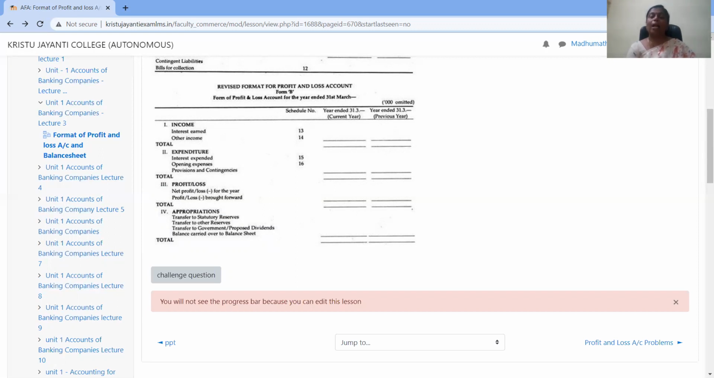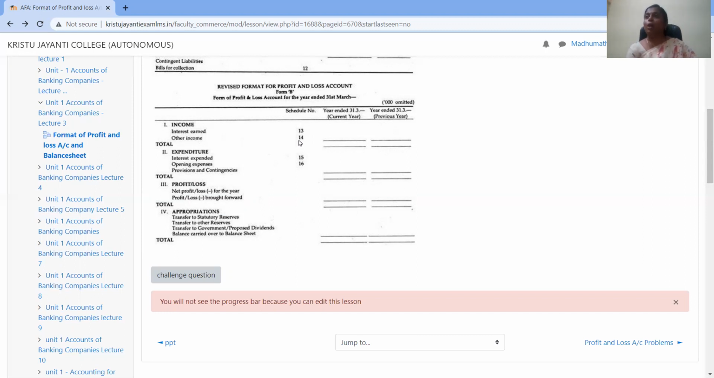Being a bank, any kind of interest you earn will be schedule number 13. For example, if you give a home loan, you are going to charge interest for that house loan. So any type of interest you have received for a loan you have lent will get reflected under schedule number 13.